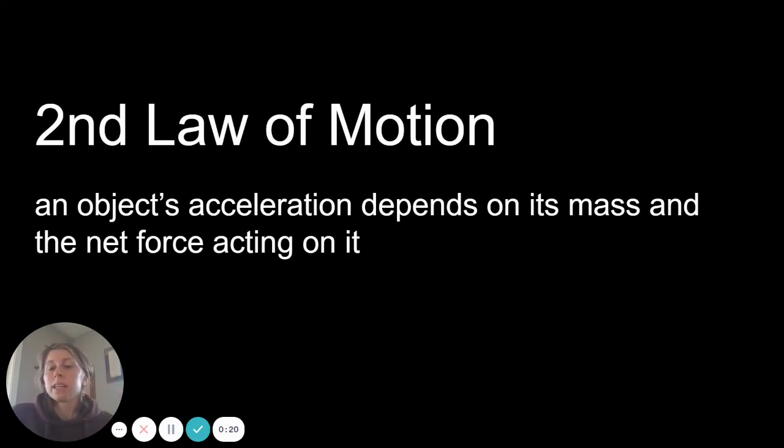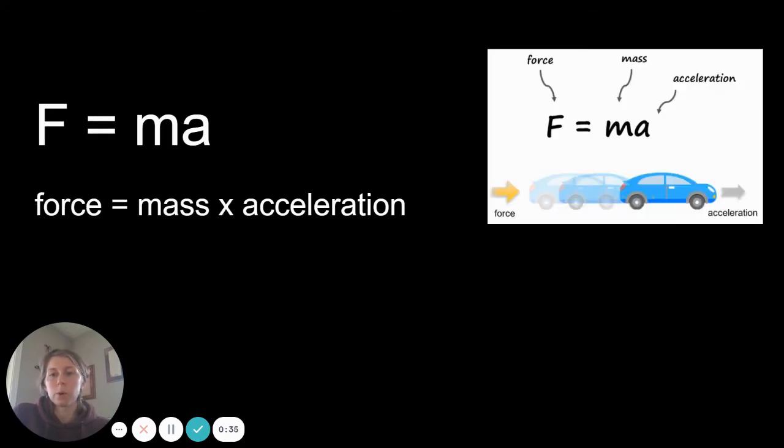So the second law states that an object's acceleration, how fast its speed is changing, so if it's speeding up or slowing down, it is accelerating, depends on its mass and the net force acting on that object. Another way we could say this is force equals mass times acceleration. If we know the mass of the object and the rate of its acceleration, we multiply those two numbers and we find the force.